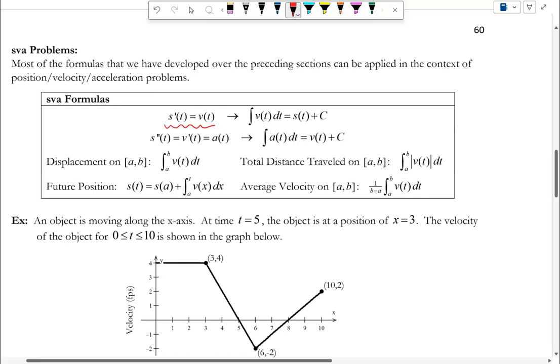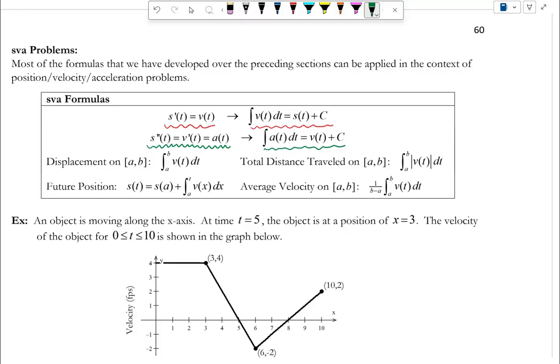So if I were to integrate a velocity function, what I would get is a position function plus c. I can't forget about my constant of integration. We also know that the second derivative of position is the first derivative of velocity, which is acceleration. And that if I integrate my acceleration function, I should get a velocity function plus some constant of integration.